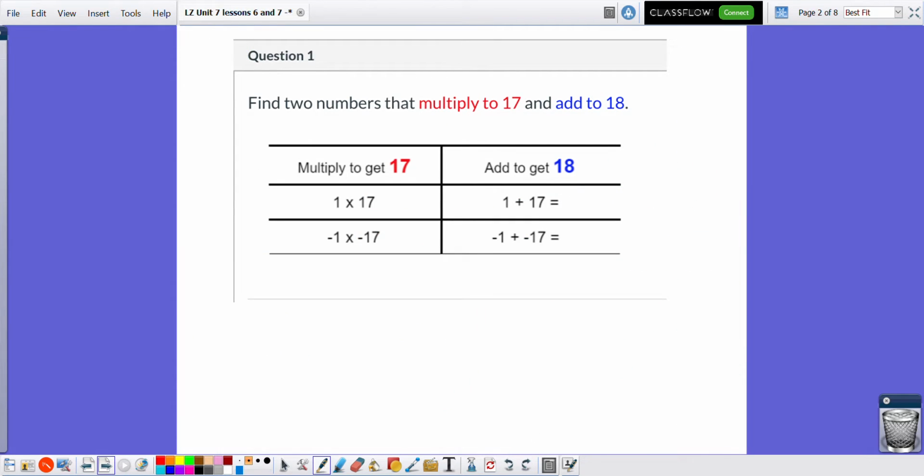So let's look at this example. We need to find two numbers that multiply to get 17 and add to get 18. We know that 1 times 17 equals 17, and we also know that negative 1 times negative 17 is also positive 17. We know that 1 plus 17 is 18, and negative 1 plus negative 17 is negative 18. So we need two numbers that will add to positive 18 and multiply to get 17. So our two factors are 1 and 17.